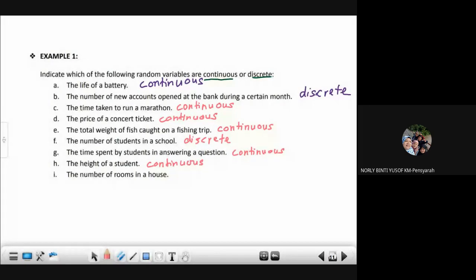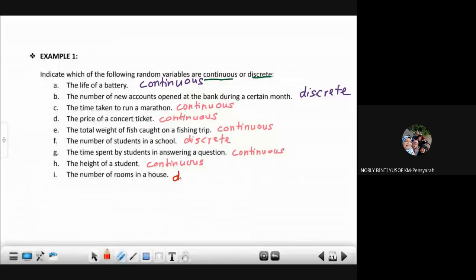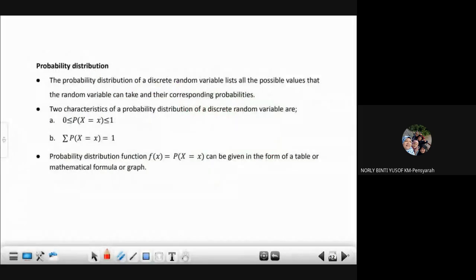Okay. Number of room in house, ada perpuluhan tak? Number of room in the house, tak ada kan? So is discrete. So tahu macam mana nak bezakan continuous random variable dengan discrete random variable. Discrete random variable maksudnya mesti whole number lah. Tak akan berlaku data tu ada perpuluhan.